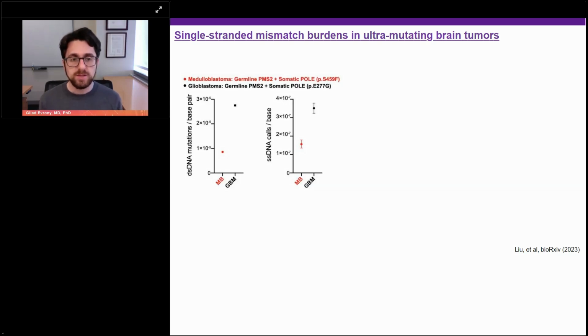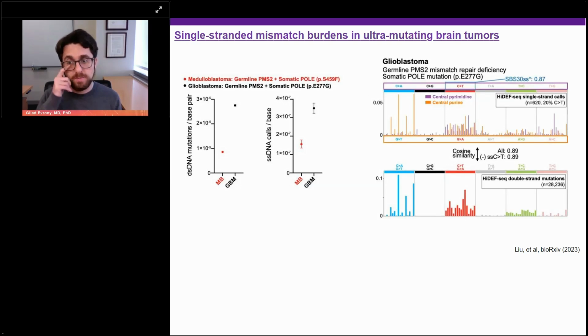And you can see an incredibly high mutation burden on the left at the double-strand level. And then we also see a very high single-strand call burden and correspondingly higher single-strand burden for the tumor that has a higher double-strand mutation burden.